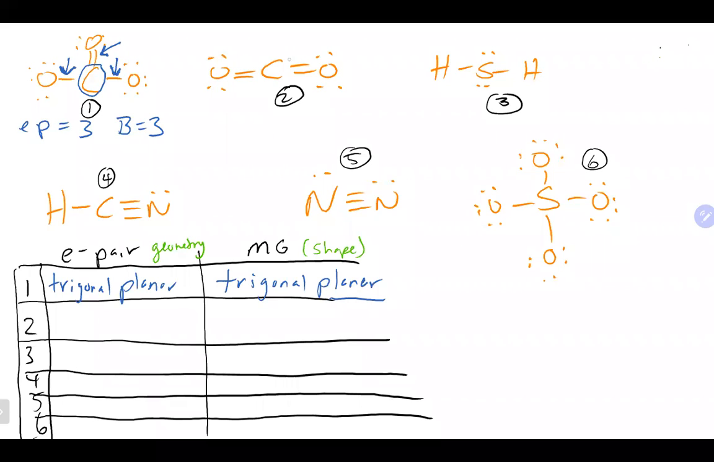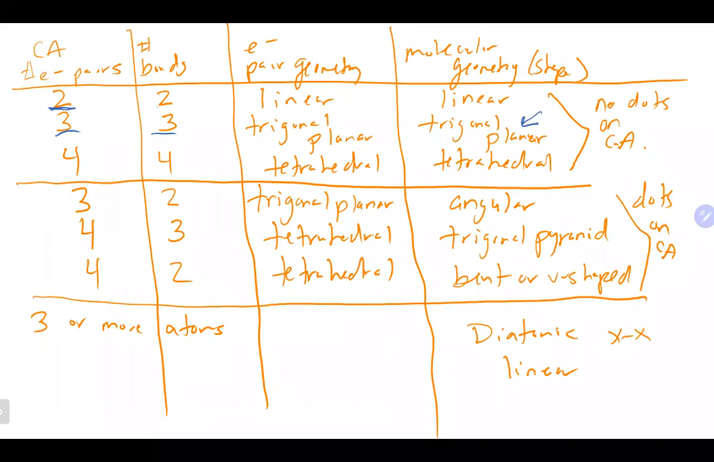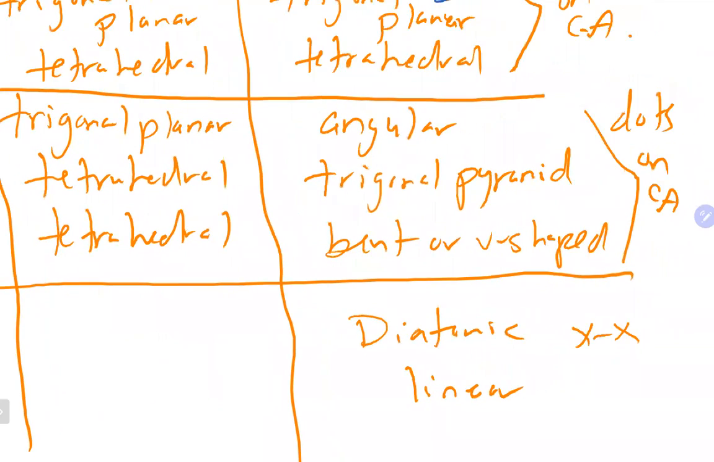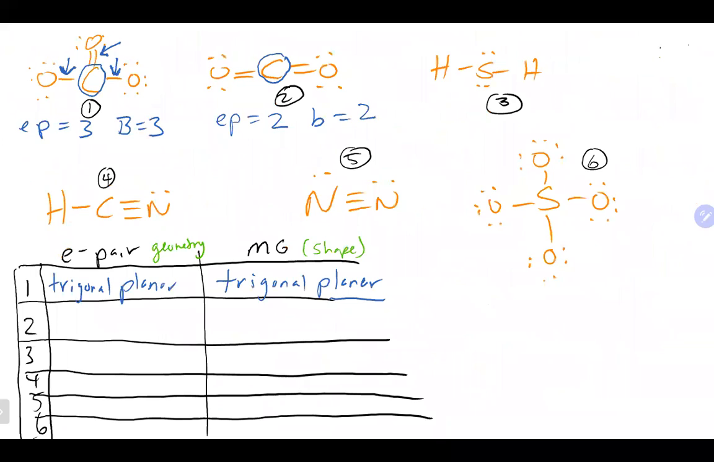Looking at number 2, again, I got 3 or more atoms. I'm going to go to my central atom. You're going to tell me the total number of electron pairs based on geometry is how many? It is 2. Each double bond only counts as 1 each. The number of bonds would also be 2. Again, I can roll back to my table. 2 electron pairs and 2 bonds means my electron pair geometry is linear. No dots on that central atom means both of them are going to be the exact same name here. They both will be linear in this case.